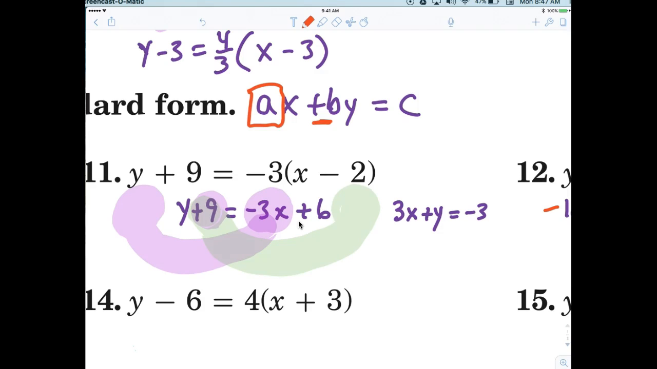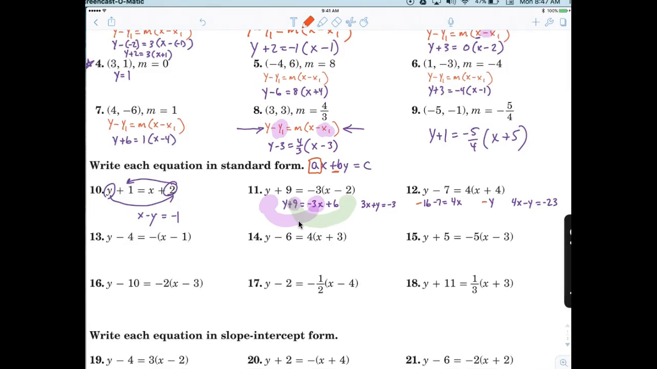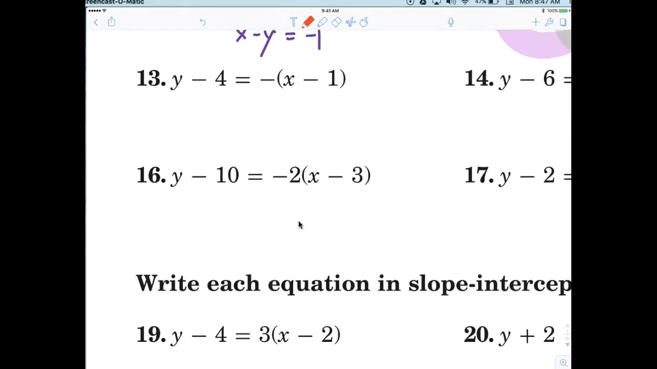All right, let's take a look. Let's see how we're doing with 13. For 13, distribute the negative.